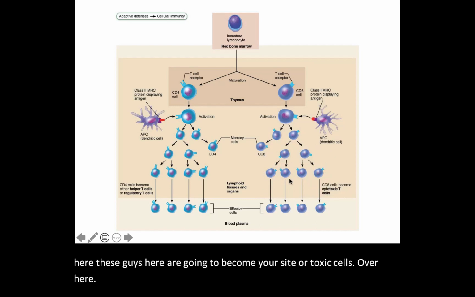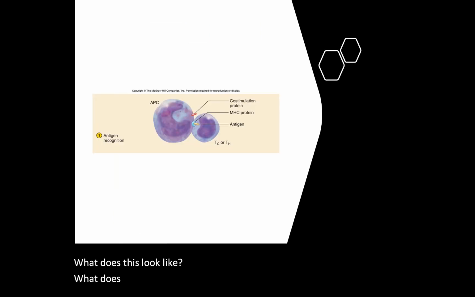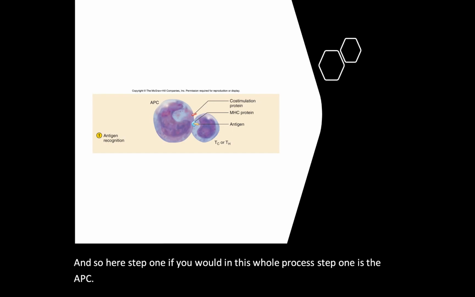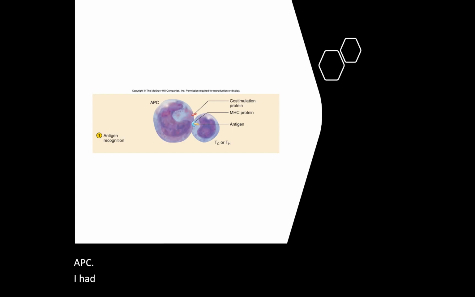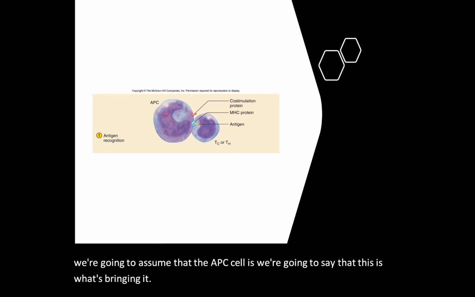And so what does this look like? What does this look like? And so here, step 1, if you would, in this whole process, step 1 is the APC. The APC, whether it is dealing with an MHC2 or an MHC1, we're going to assume that the APC cell is what's bringing it. Remember, this could be just about anything.